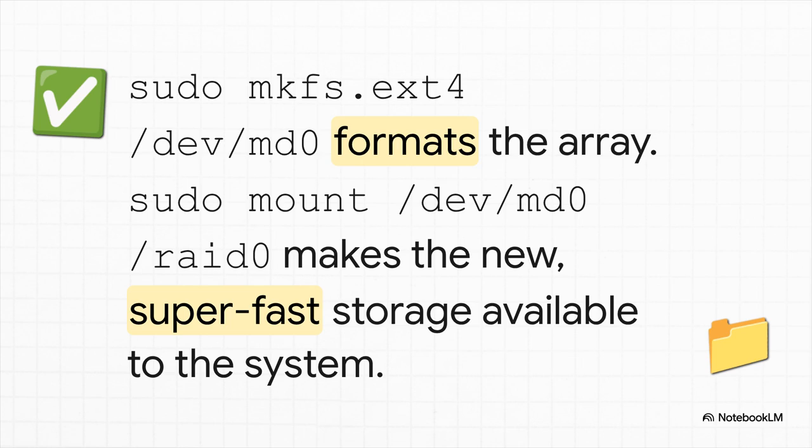So we just use a standard command, mkfs.ext4, to format it. Then we create a folder, here we're calling it /RAID0, and we mount our new device there. And that's it. You are now ready to start reading and writing files to your new blazing fast storage.